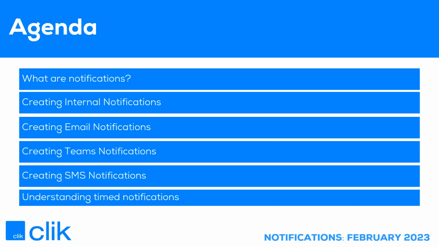So without further ado, let's go on to the agenda and what we're going to go through today. We're going to talk about what notifications are. Then we're going to create internal notifications, email notifications, and Teams notifications. I'm going to create an SMS notification as well, so you can see how that works. And I'm going to try and give you an understanding of what we call timed notifications, which is new to this module. We'll also be talking about conditions in notifications, so you can really play with notifications now.